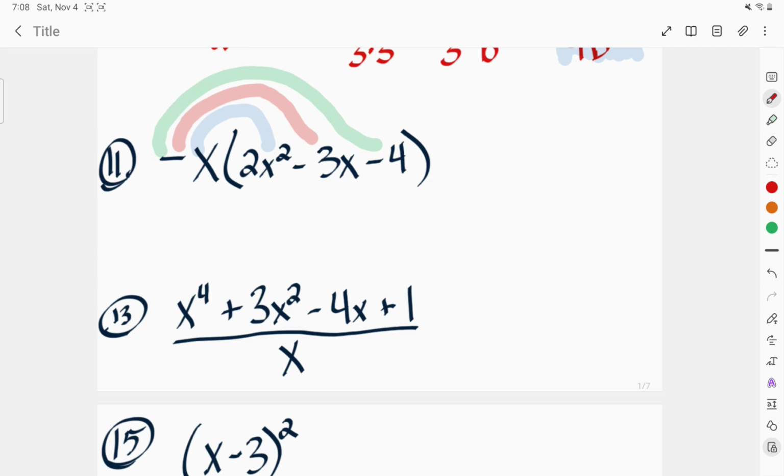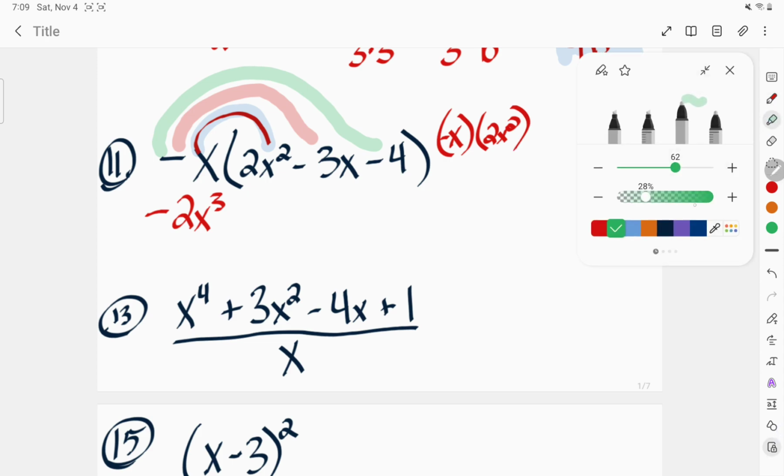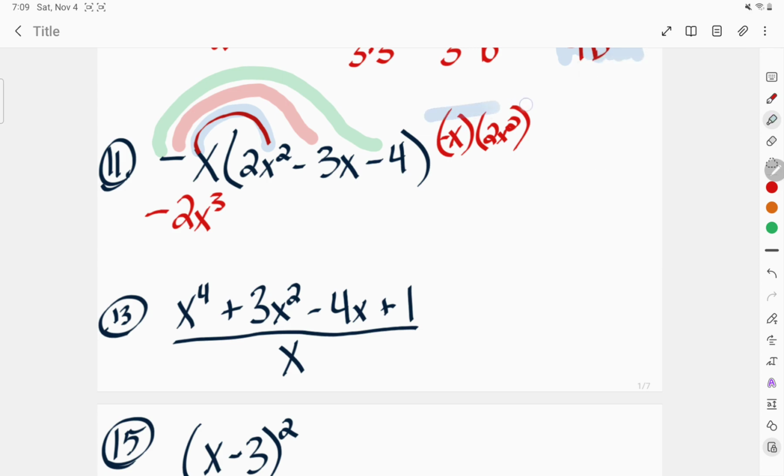Just making sure, looking back in the book to make sure that we are just finding the quotient. That's what we're doing. So first is negative x times 2x squared. So that's going to give me negative 2x to the third. So what that's saying is negative x times 2x squared. Okay, so that is your first one. Highlight it for you in the same colors.